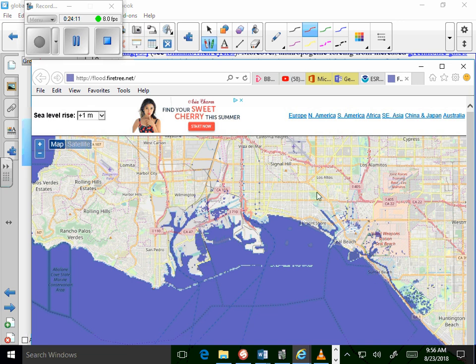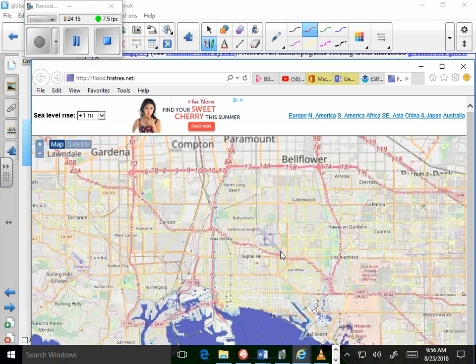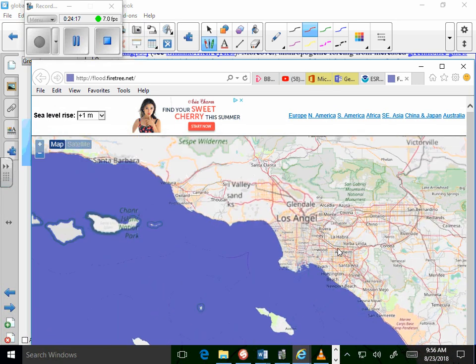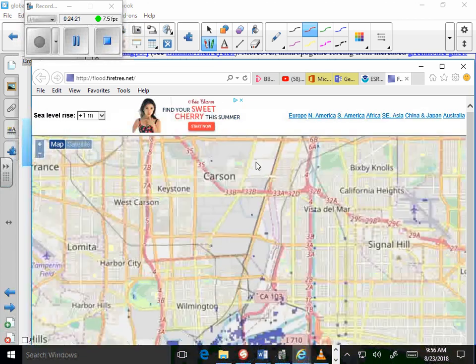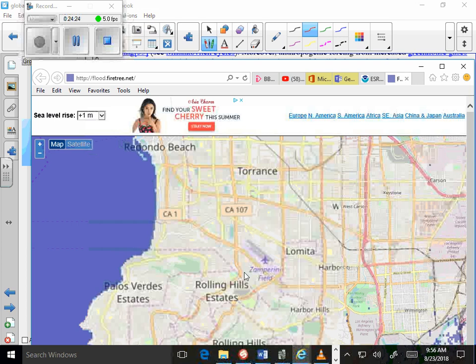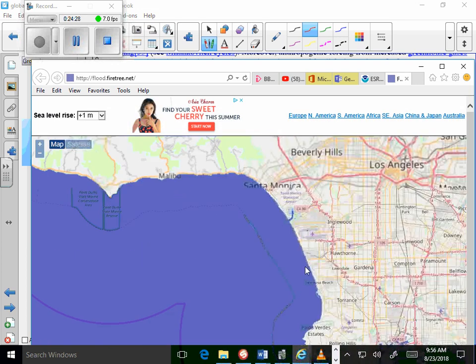So here's LA. I think this is LA, Huntington Beach. It doesn't seem so bad with 1 meter, maybe a little stuff along the coast. Yeah, I'm not worried about one.